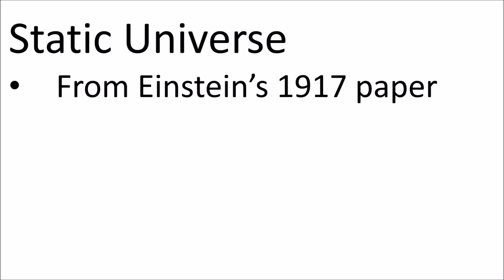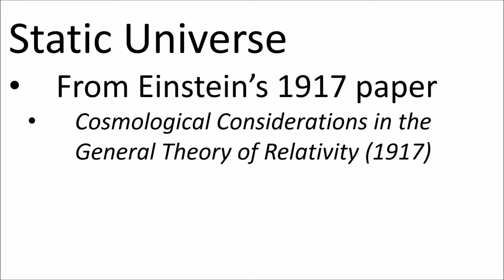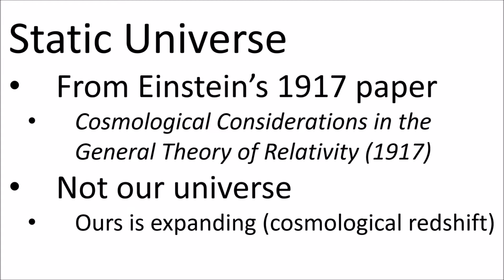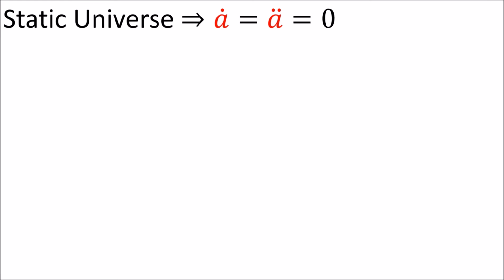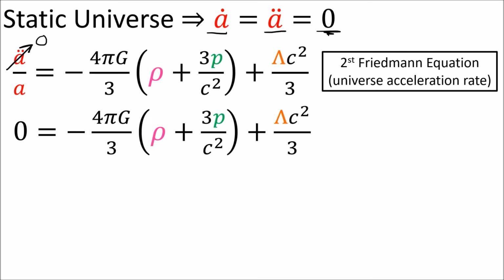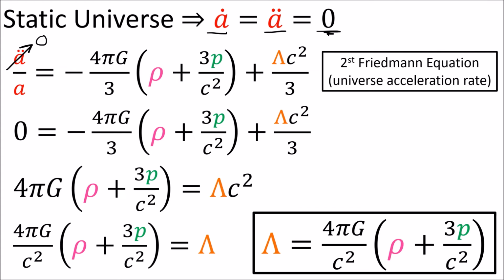To start, let's look at Einstein's static universe from Einstein's 1917 paper. We know that our universe is expanding from observations of cosmological redshift, which tell us that distant galaxies are moving away from us. But the Friedmann equations can tell us what a static universe would look like. A static universe doesn't change size over time, so a-dot and a-double-dot would both equal 0. From the second Friedmann equation, after some manipulation, we get an equation telling us the value of the cosmological constant in terms of the universe's mass density and pressure.